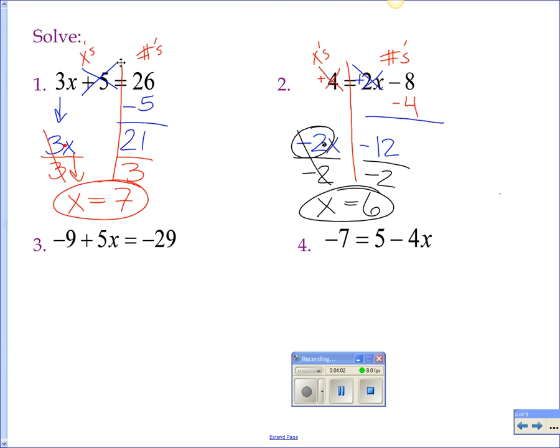All right, number 3, negative 9 plus 5x equals negative 29. Ashley B., what do I want you to do first? Draw a line. Caitlin, what moves to the other side? So here, we'll put x's here, numbers here. So what thing is on the wrong side of the line? And what do I write over here? Very good. So I'm going to drop down the 5x.